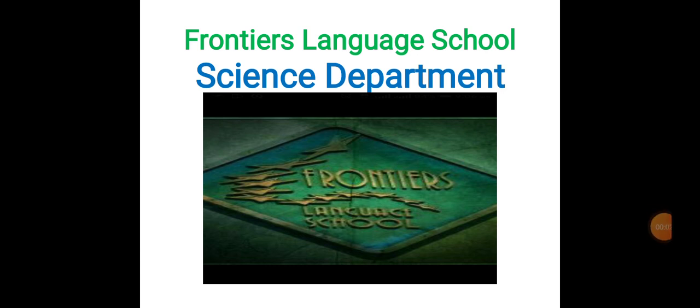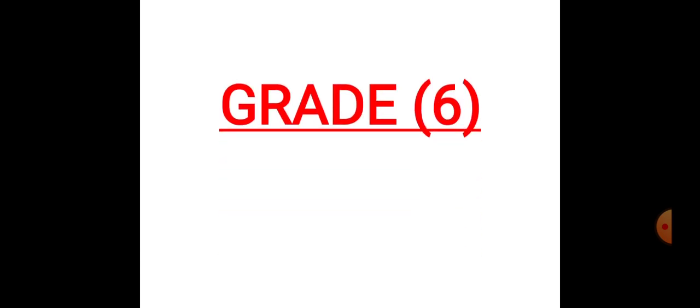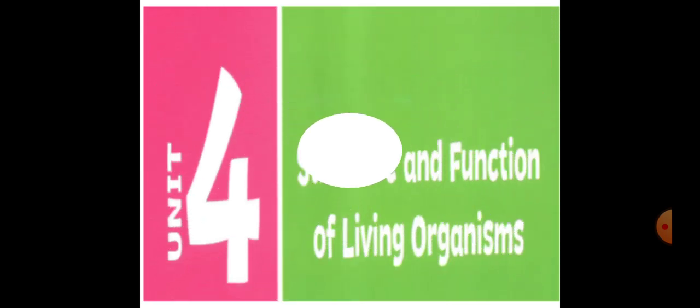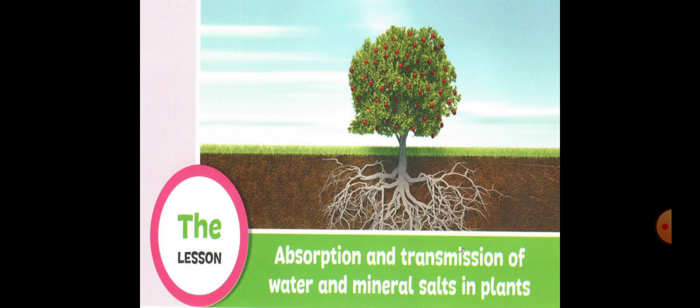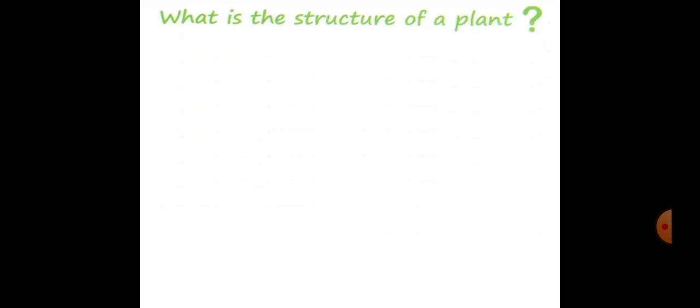Hi, Grade 6. Let's talk today about the last unit in the second term, which is called Structure and Function of Living Organisms. This unit is only one lesson. This lesson is called Absorption and Transmission of the water and mineral salts in the plants. Let's start our lesson today.